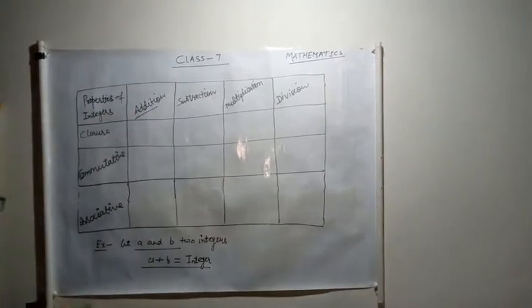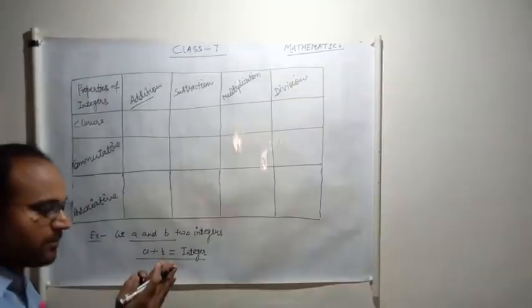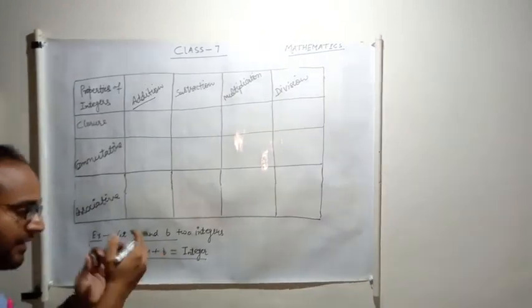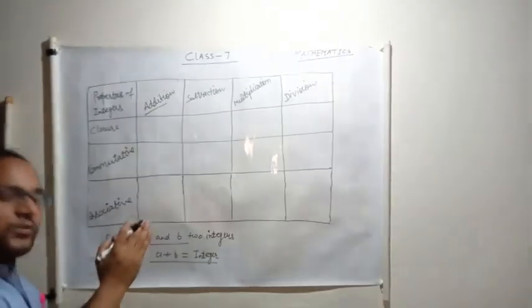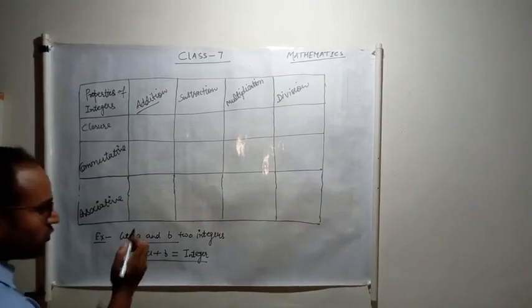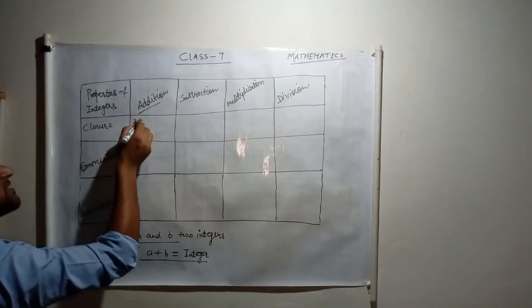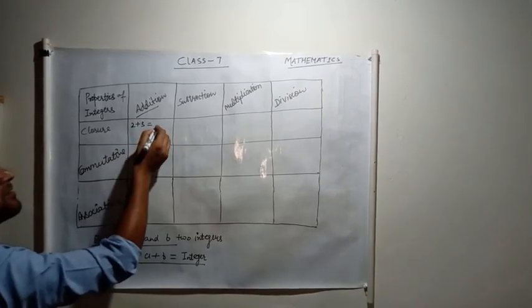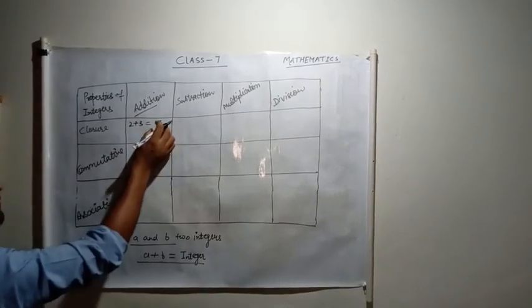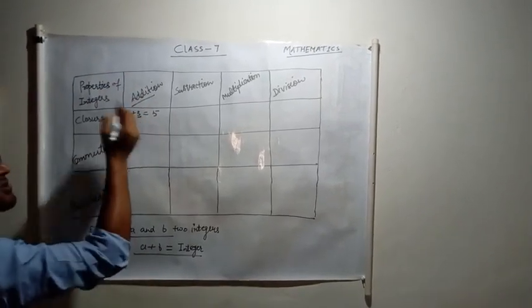It means that if we add two members of the same family and we get another number which belongs to the same family, then it is called closure property. For example, 2 plus 3. If we add two integers, 2 plus 3, what do we get? We get another integer, 5, which also belongs to the same integer family. 2 is an integer, 3 is also an integer.